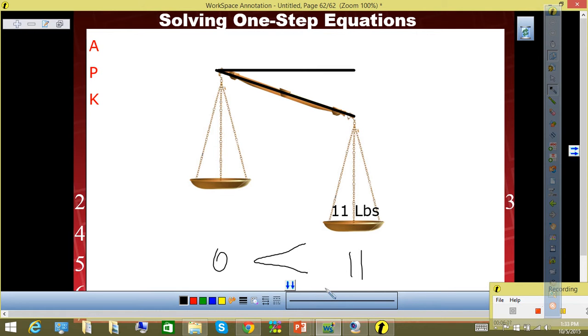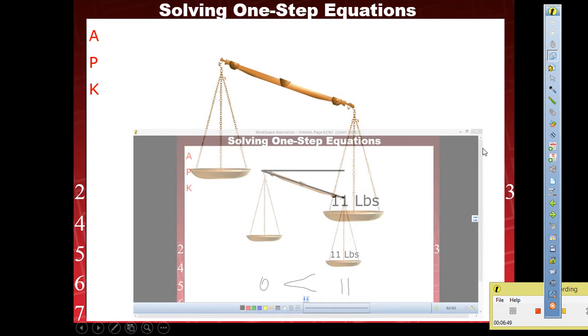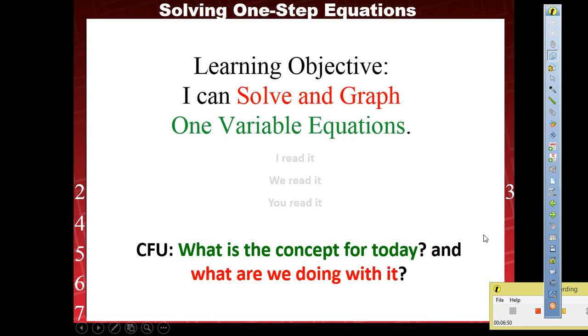And you're like, oh my goodness, I've been living a lie. My teacher told me the alligator and the Pac-Man. No. So equations come from scales. As long as we keep it balanced, it's an equation. If it's not balanced, it's a what? Inequality. Are we there? So today we're going to focus on equations. So with that said, our objective for today: I can solve and graph one variable equations. Read together. 1, 2, 3. I can solve and graph one variable equations.